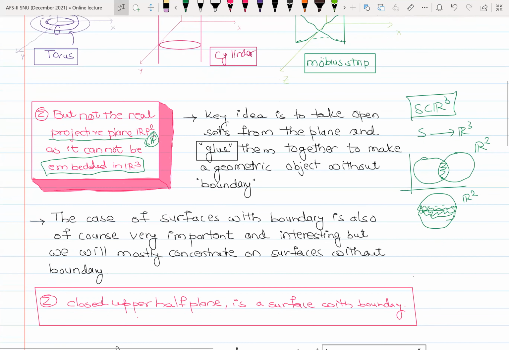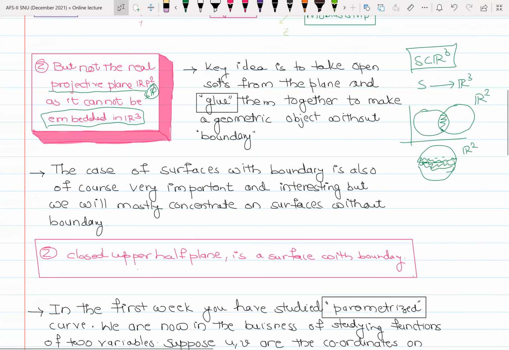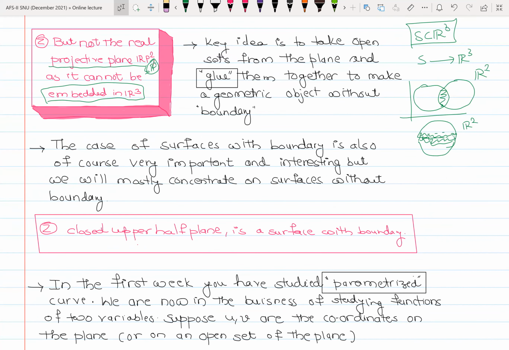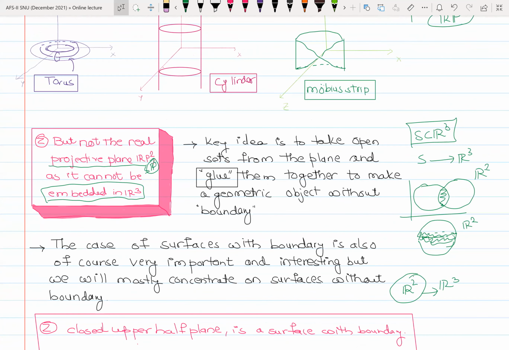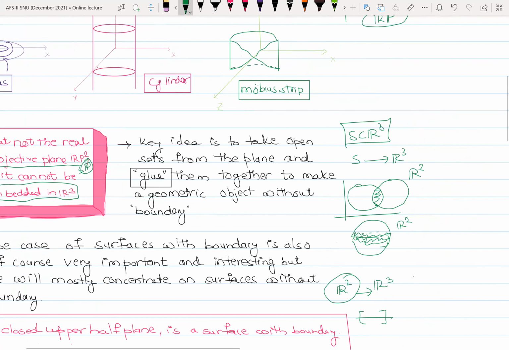Now, one thing about this: what do you mean by gluing together? Or if I have something inside R3 but I want to look at it like R2, what is the meaning of this? Have you studied parameterized curves last week, right? Professor Shastri must have taught you. So what does a parameterization of a curve mean? It's a map from an interval to R3 or R2. Right, exactly.